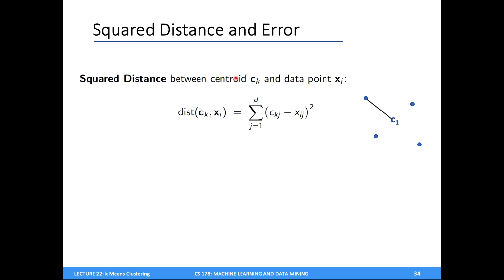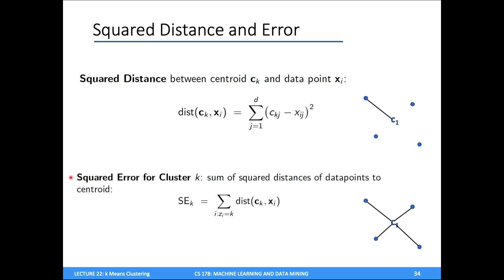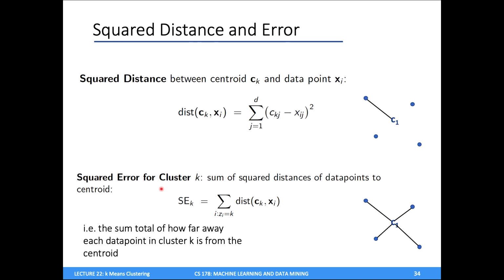We can compute the squared distance between a centroid and a data point. This is just how far away a data point is from the centroid. We've already seen this. But if we look at a particular cluster now, we can compute the squared error for that particular cluster. What I mean by that is that I look at all the data points in the first cluster, compute the distance between those data points and that cluster centroid, and sum them all up. In other words, it's the sum total of how far away each data point in cluster K is from that centroid. It's a measure of how spread out that cluster is.